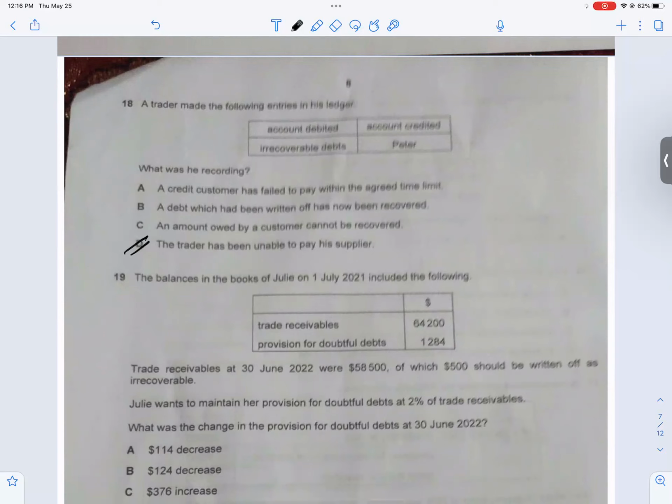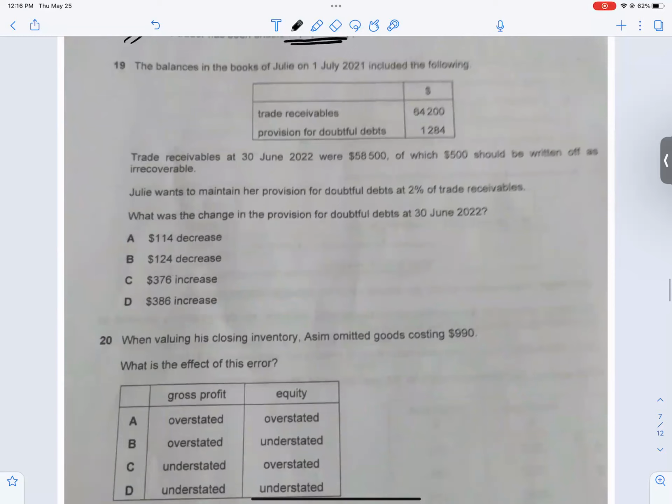Okay, can you explain to me what the entry is saying? It's bad debts debit. You're recording a loss of bad debts. So we record it when the trader is unable to pay the supplier. Correct. Go to the next one.